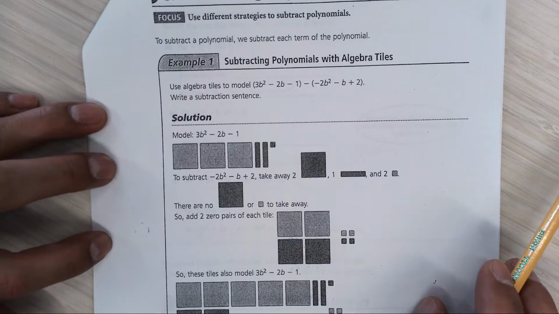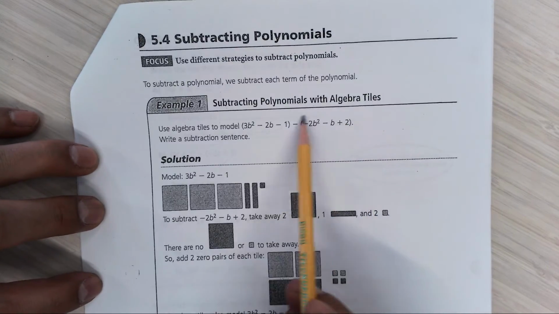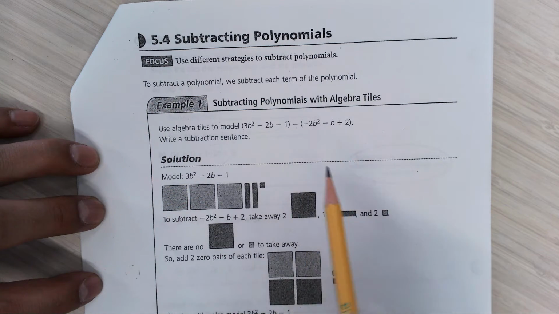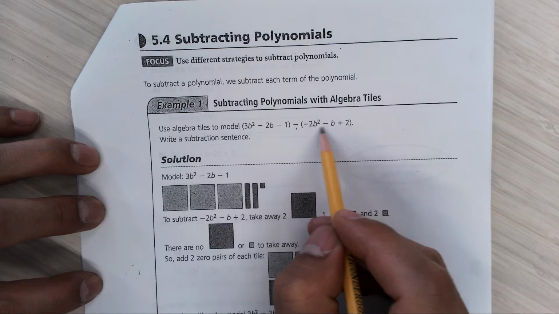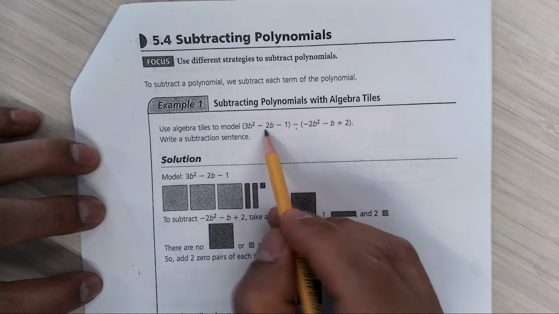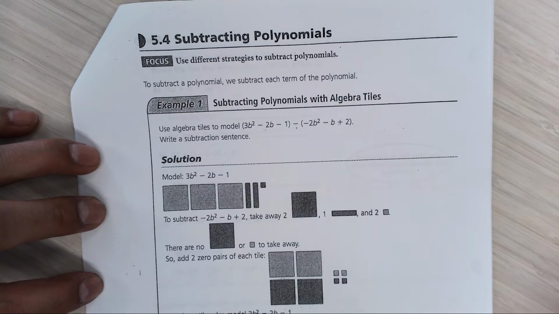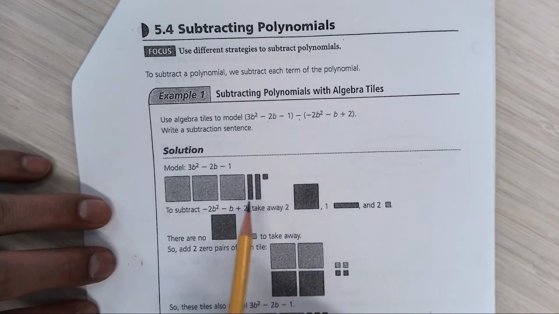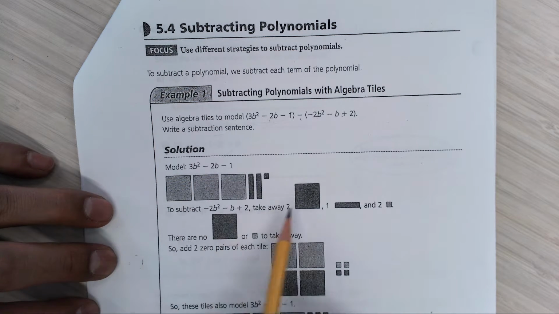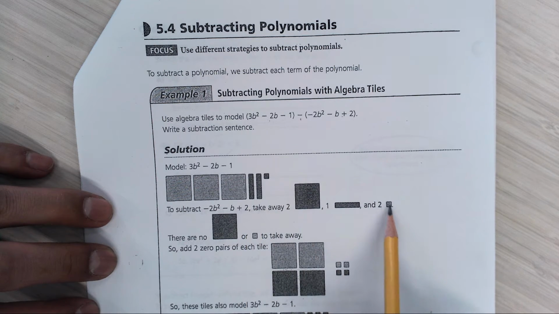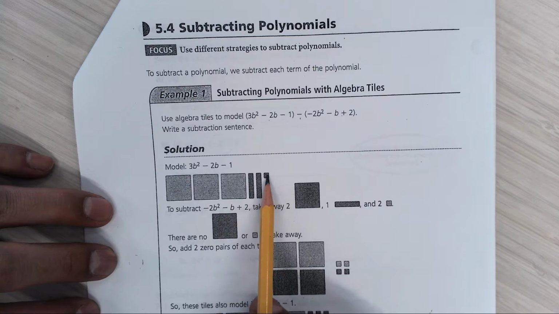This second part is actually an instruction. It reads, take away these tiles from this set of tiles. Get it? Okay, so in other words, from this set of tiles, they want to take away 2 negative b squareds from here. And they want to take away 1 negative b from here and then 2 positives from this.